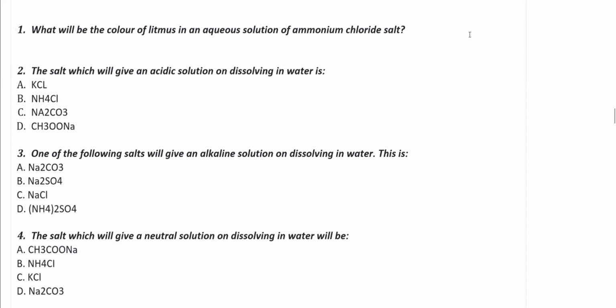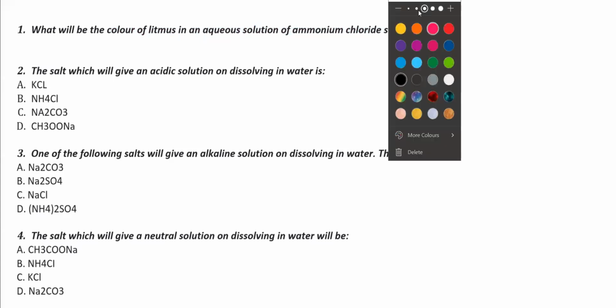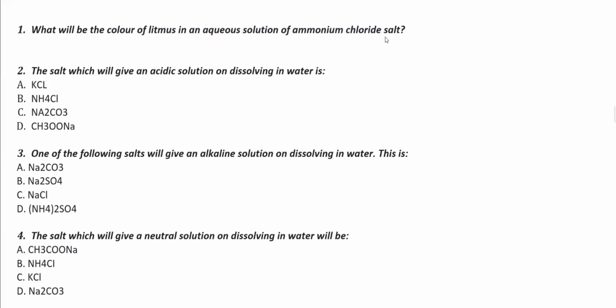It says, what is the color of litmus in the aqueous solution of ammonium chloride? Let me write down first: ammonium chloride is NH4Cl. As you can see clearly here, the ammonium chloride is formed by ammonia and chlorine. The parent base of ammonium chloride is NH4OH, and the parent acid for Cl has to be HCl.